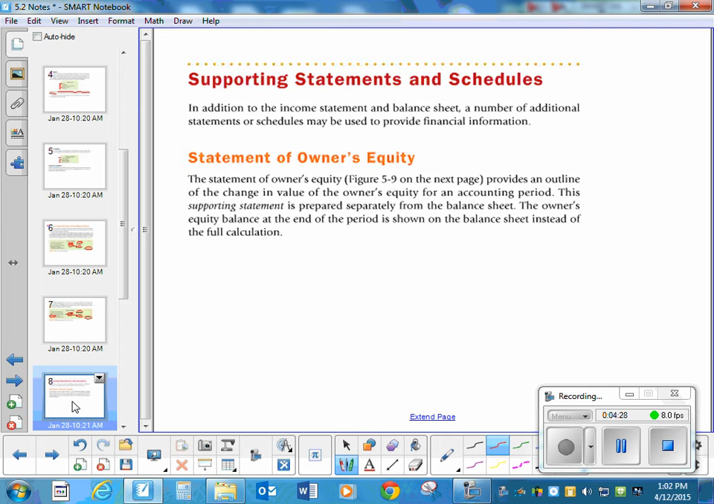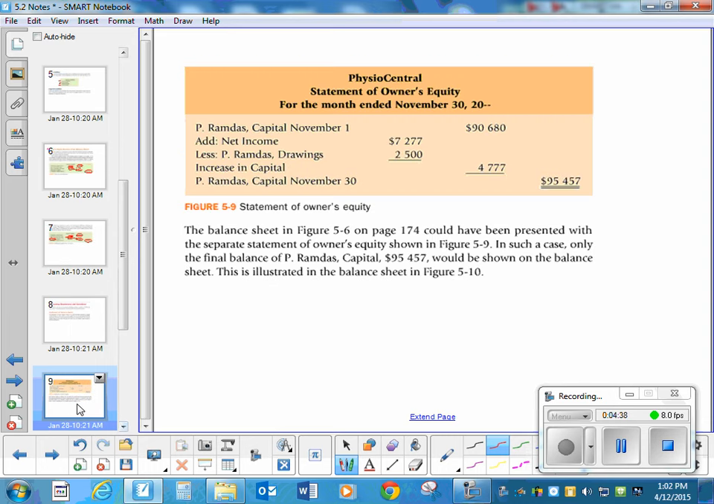Okay, and supporting statements and schedules. In addition to the income statement and balance sheet, a number of additional statements or schedules may be used to provide financial information. And I'll show you on this next page here. This is what the statement of owner's equity is. So it can be a form that you would prepare at the end of every month. It also is put on the balance sheet, but some companies like to have its own statement like this.